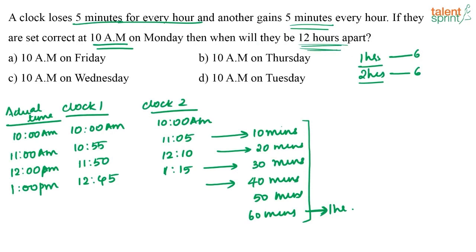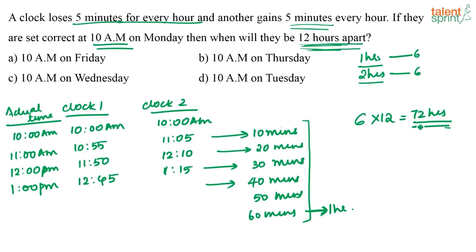So how will you do that? See, for every 6 hours, the difference is increasing by 1 hour and so on. So when will it be 12 hours apart? 6 into 12 is 72. That is, after 72 hours, the difference between the time shown by the clocks will be 12 hours, or I can say that the clocks will be 12 hours apart.